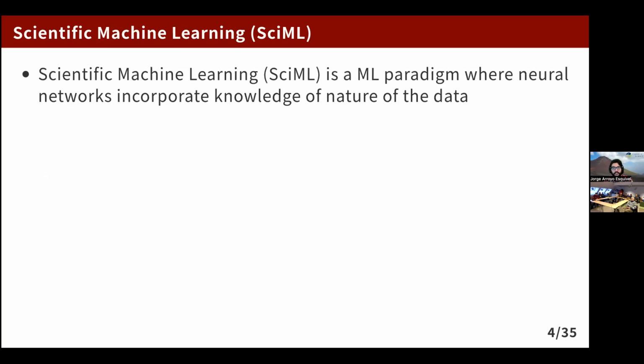So this is a machine learning paradigm where we are using neural networks, and they are incorporating some of the knowledge of the nature in the data. How we do this is that we incorporate it by telling the neural network, hey, we have this simple model that explains partially our data. Can you use that to learn the rest of what's happening in what we're observing?